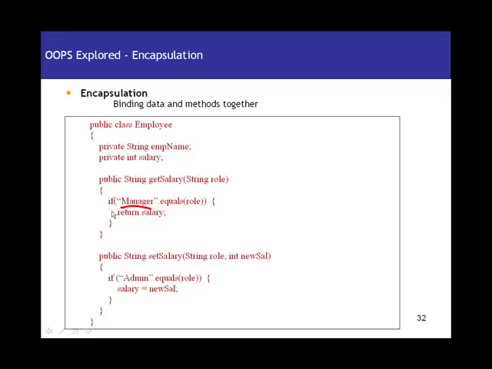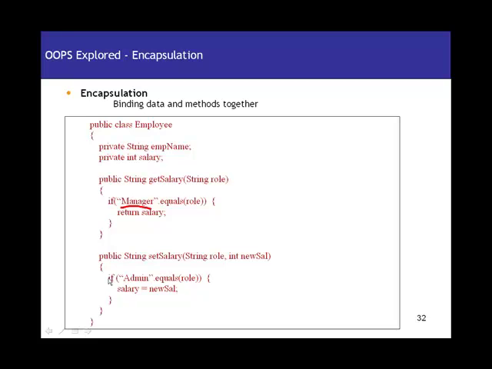So what about the set salary method? Who can set a salary to a person? Can the employee himself set salary? No. Can the manager set a salary to his employee? No. The admin? Yes, probably, right? So I'm going to check the role again in set salary as well. If the person who is calling the set salary method is an admin, then only I'm going to allow the person to set the salary to some new value.